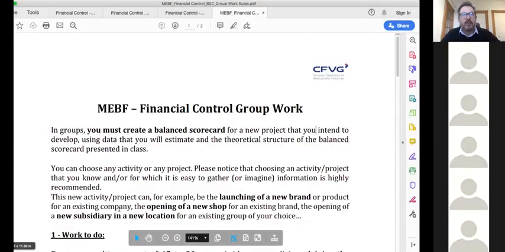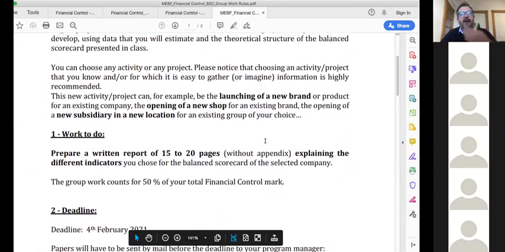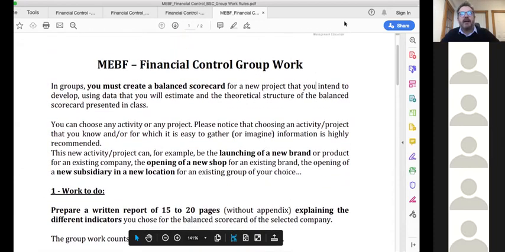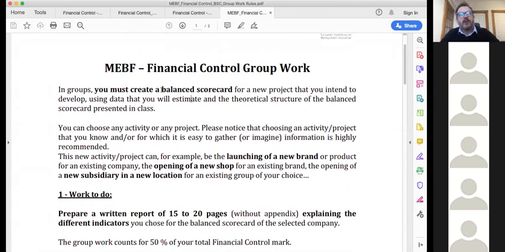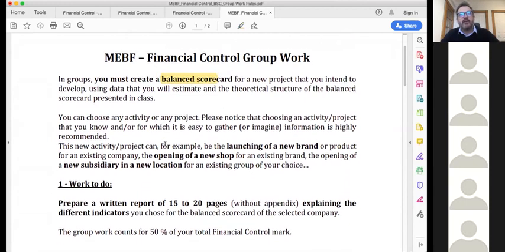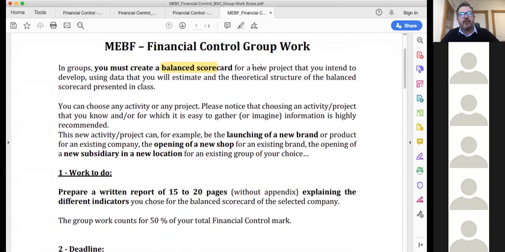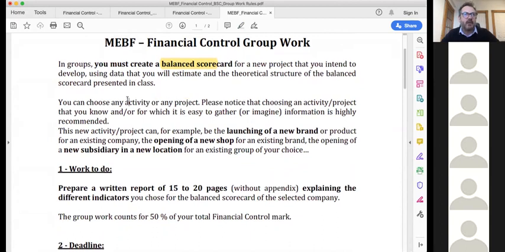So this is a document, okay? You can see that I use the same, okay. So that will be about creating the balanced scorecard. So the balanced scorecard, we talk about it tomorrow, okay? For a new project that you intend to develop using data that you will estimate, or the theoretical structure of the balanced scorecard presented in class, okay?